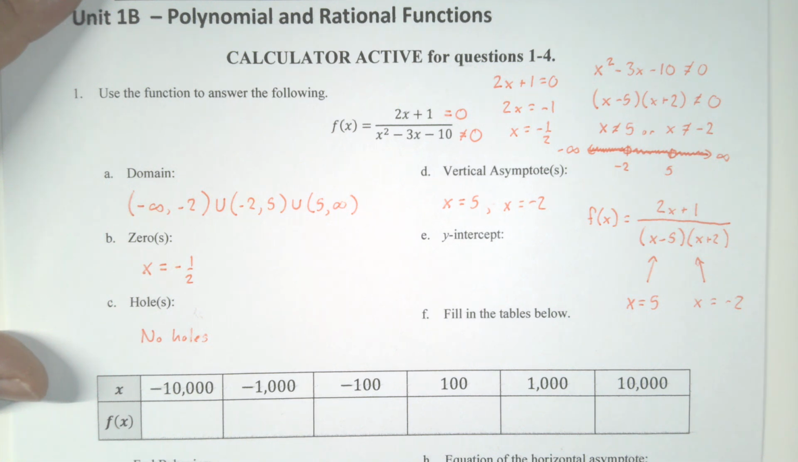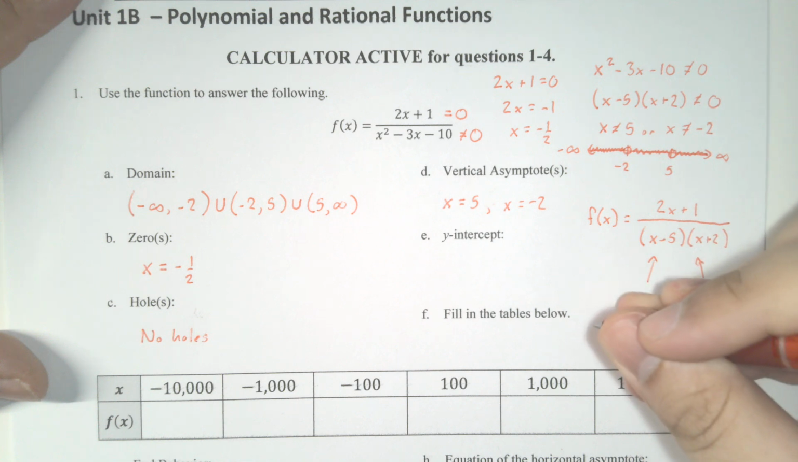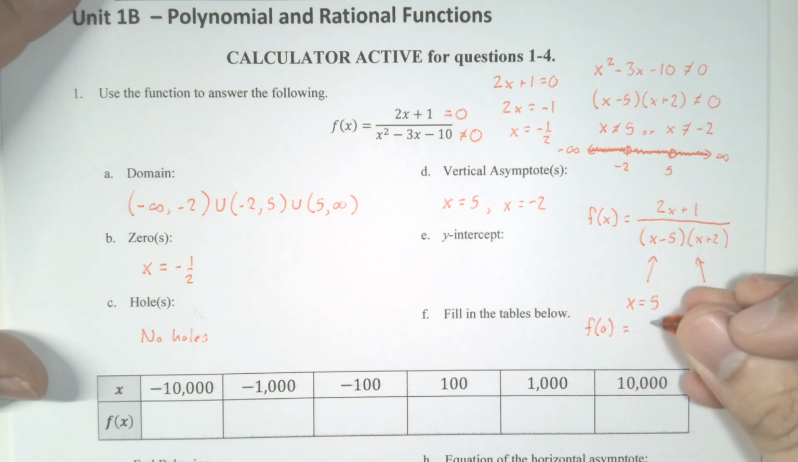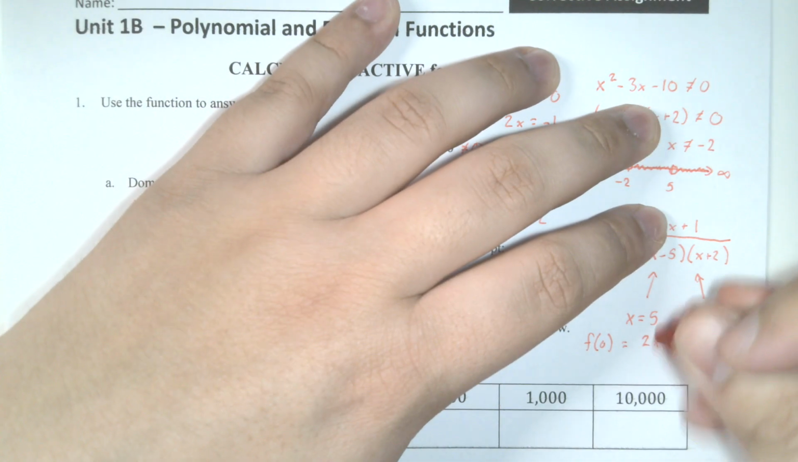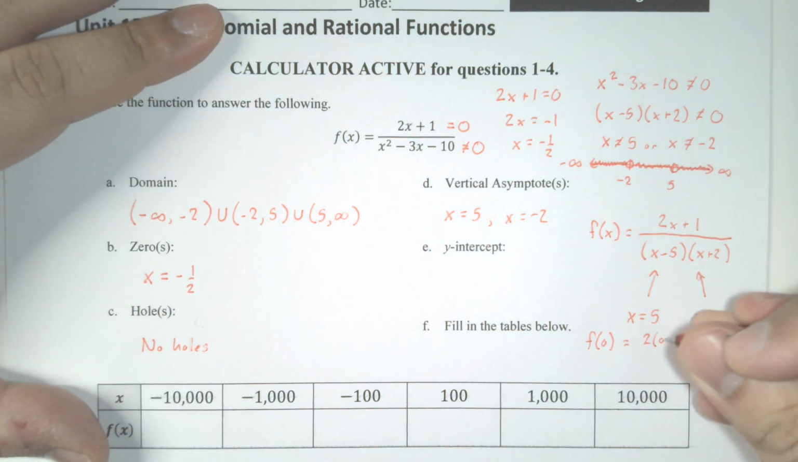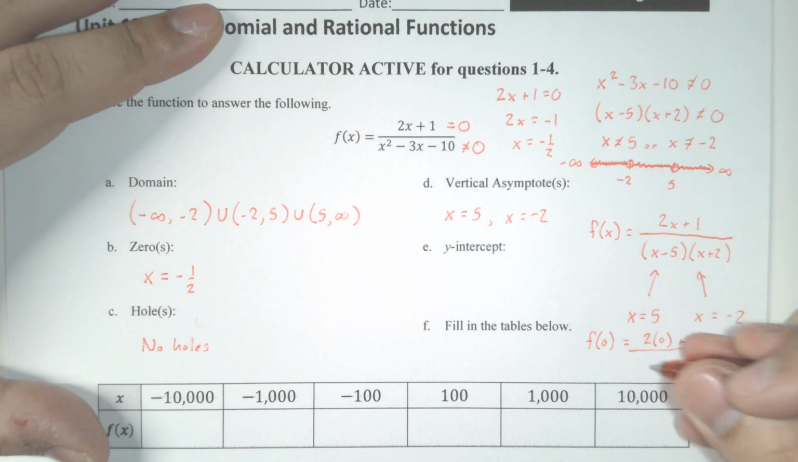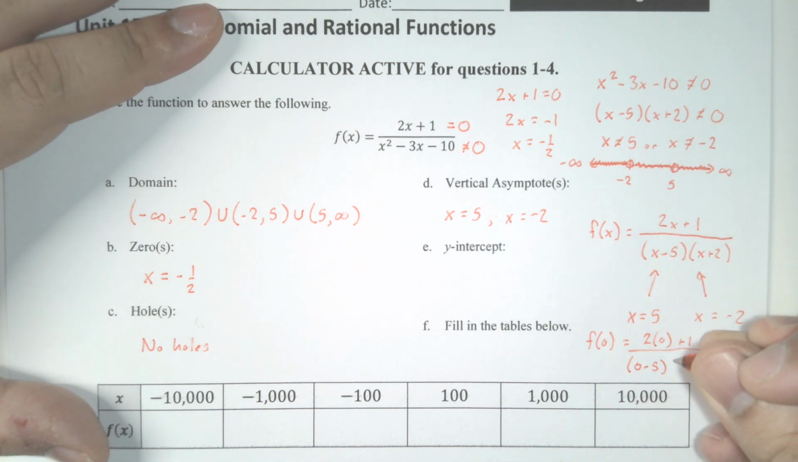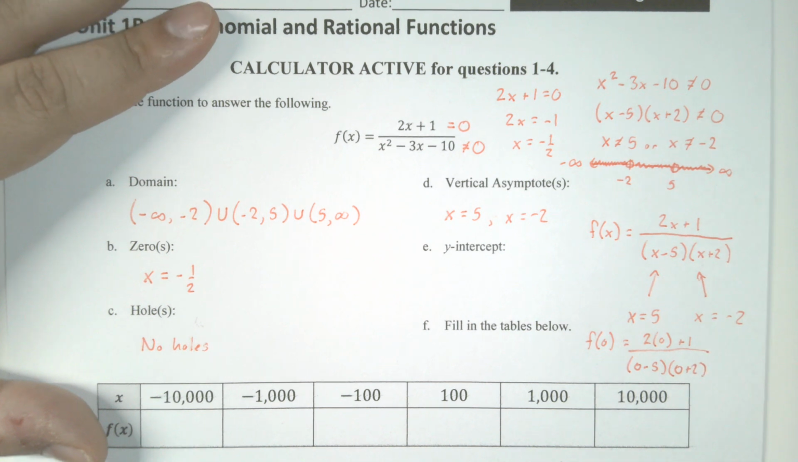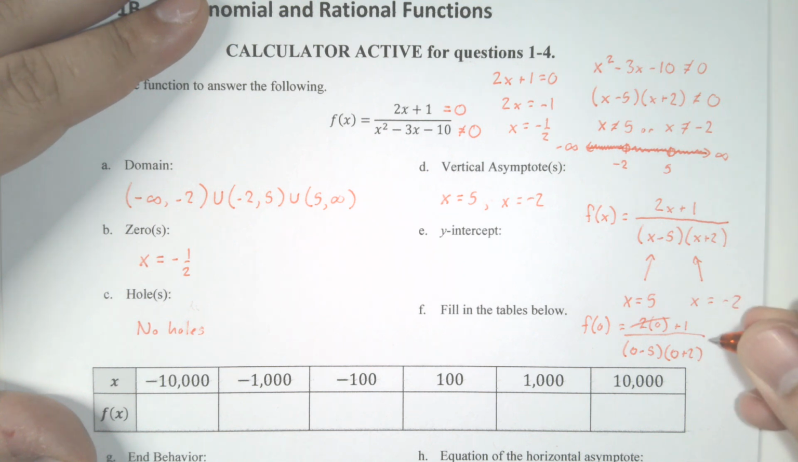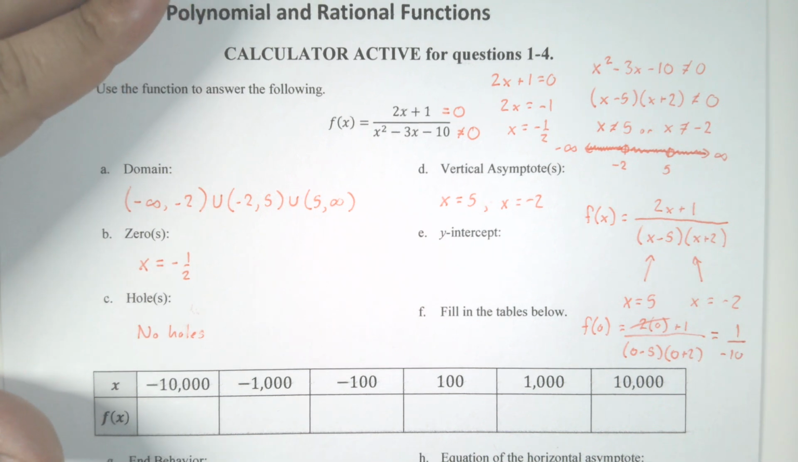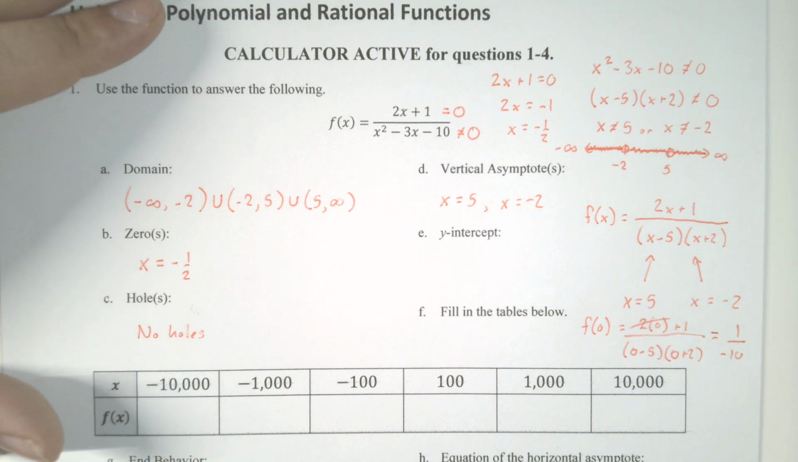So our y-intercept, all we need to do is plug in 0 into our function. So if we do f of 0, that's going to give us 2 times 0 plus 1 divided by 0 minus 5, 0 plus 2, and that's going to go away. That's going to be negative 5. That's going to be positive 2. And so what we're going to see is this is going to be 1 over negative 10. And that is our y-intercept.